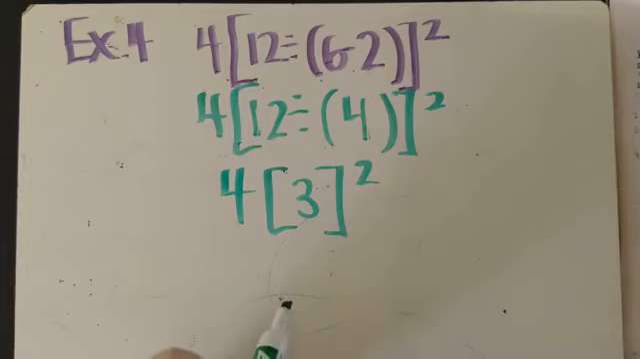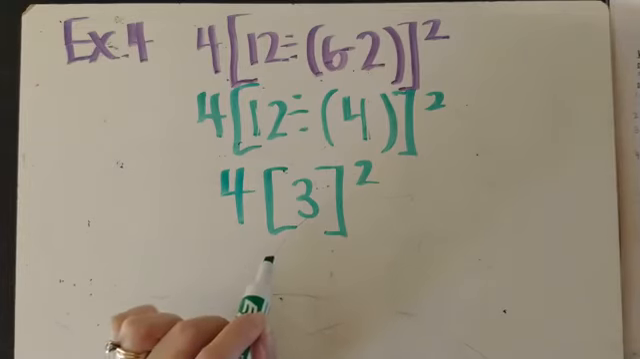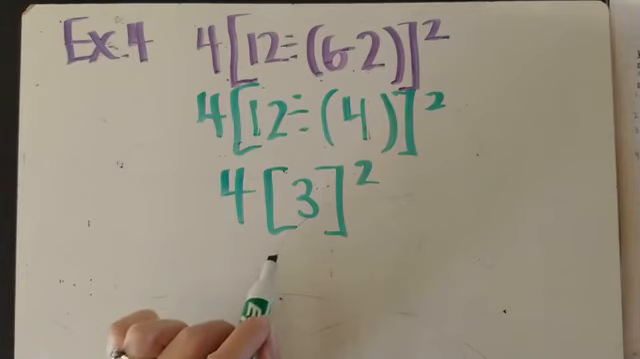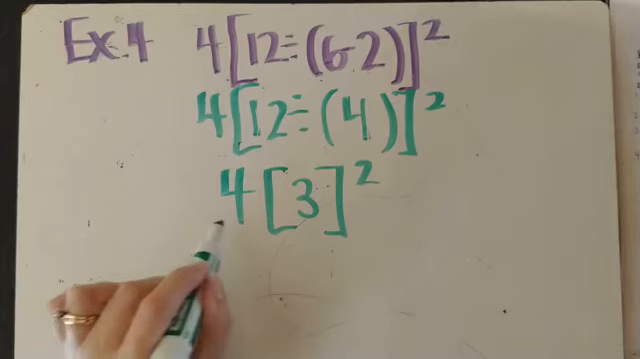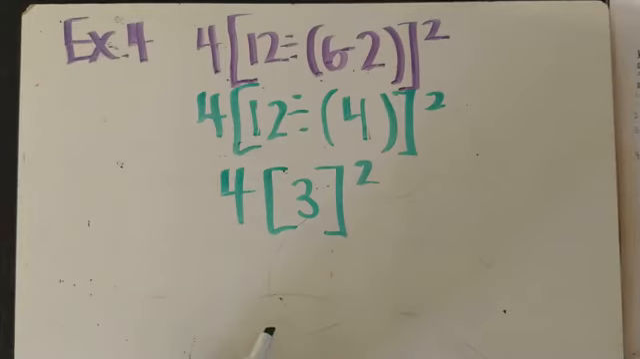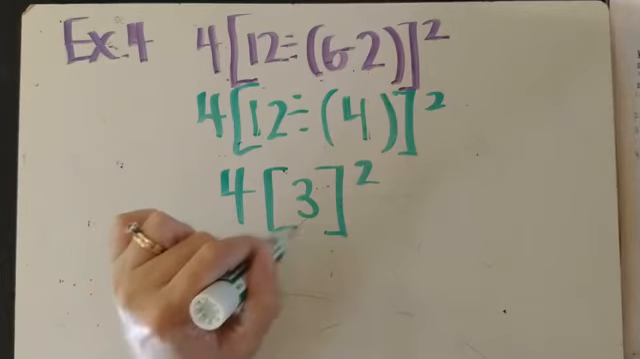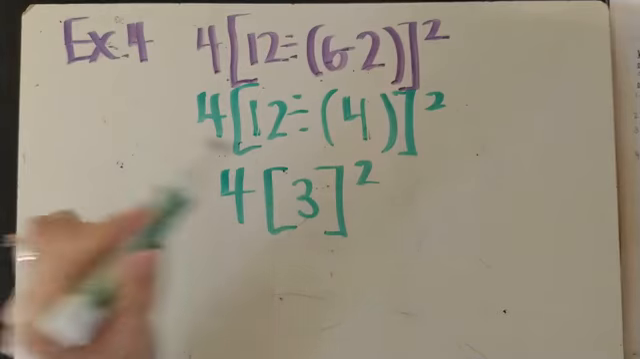It's at this place where a lot of students could make a mistake. After you get done with your grouping symbols, some students automatically think, well, let's just go from left to right now. But if you do that, you're not following the order. We actually have to look for exponents after we're done with our grouping symbols.